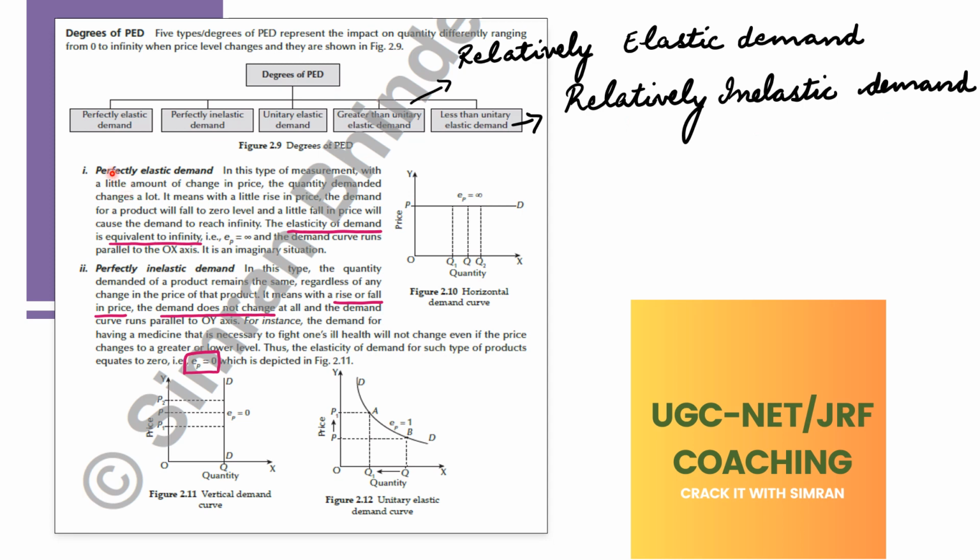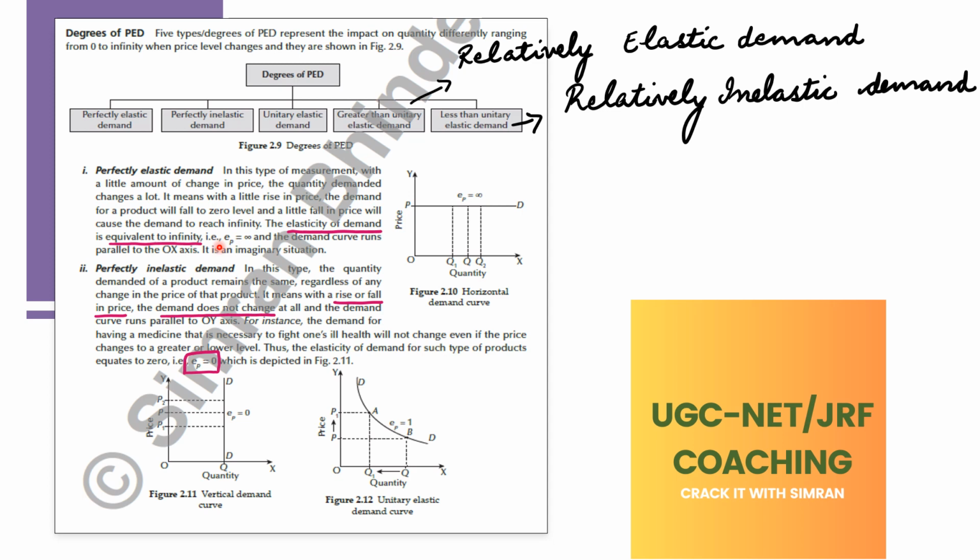So the first point is perfectly elastic demand. Let's understand this. In this type of measurement, with a little amount of change in price, the quantity demanded changes a lot. For example, with a little rise in price, the demand for a product will fall to zero level. And a little fall in price will cause the demand to reach infinity. That is why the elasticity of demand is equivalent to infinity.